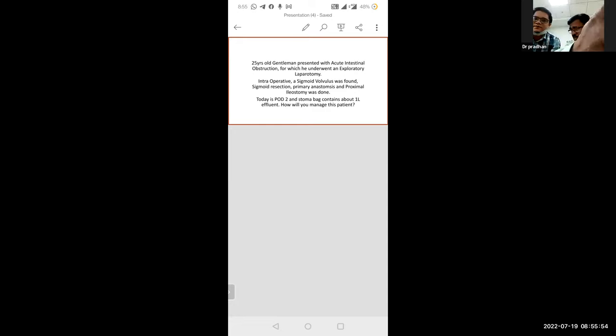You do a distal cologram. Distal cologram, or you can do a colonoscopy. You can do a colonoscopy. Yes. See the stoma site. The stoma site is healed.